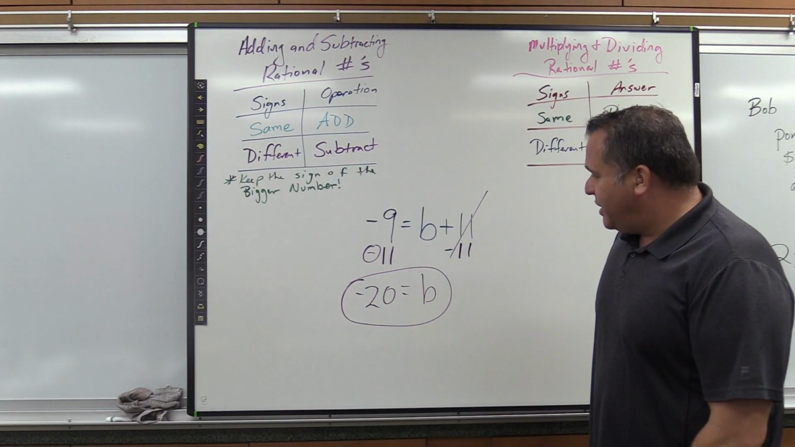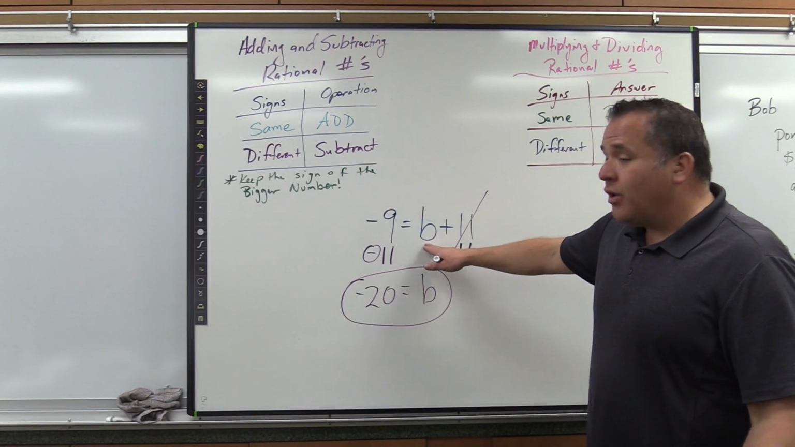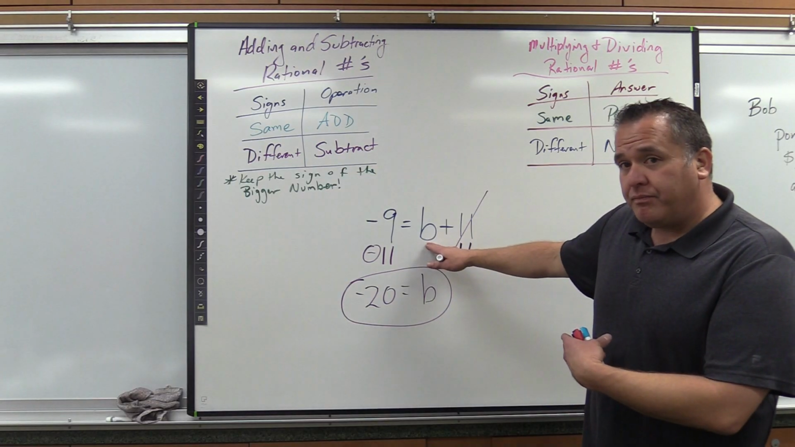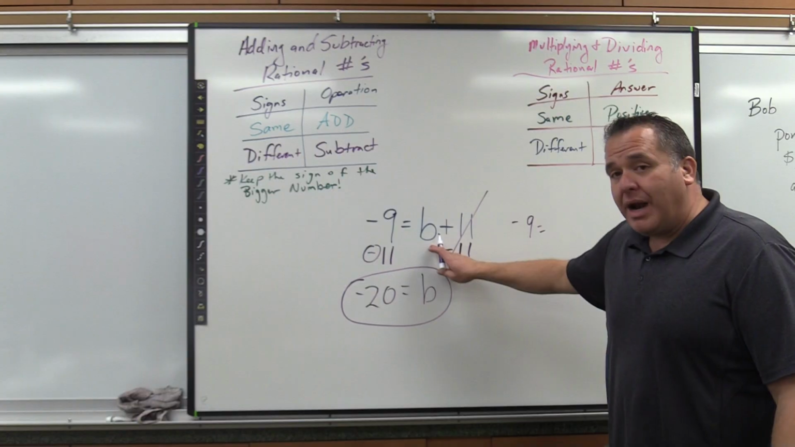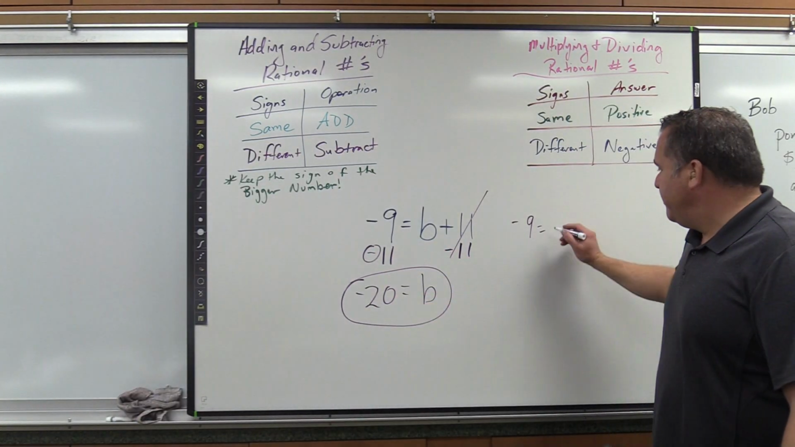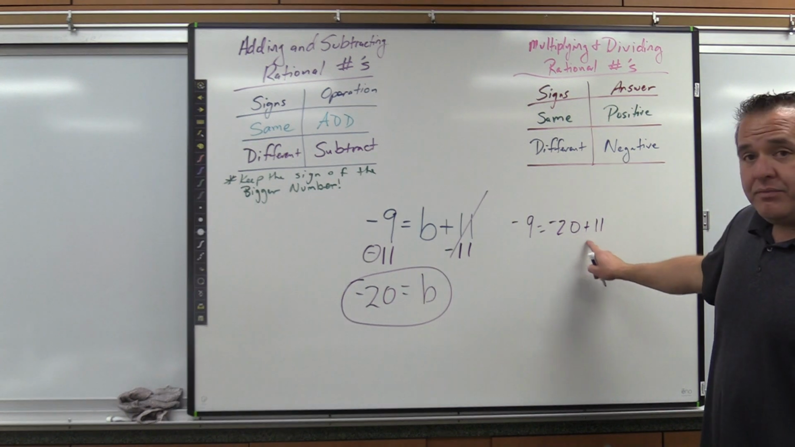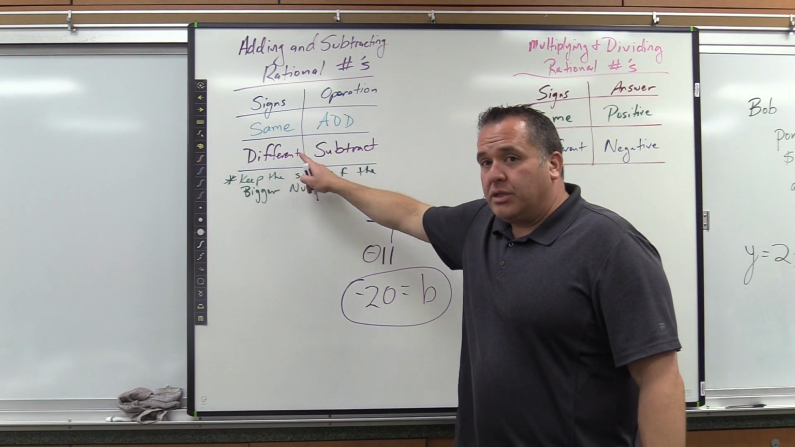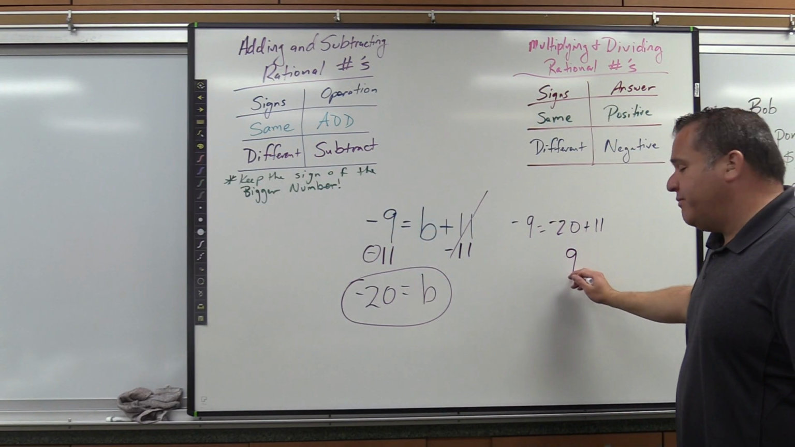Now, if you want to check, you can take the -20 and go back to the original problem and put the -20 into the b. If we did that, we would have -9 equals, instead of writing the b, we're going to write -20. -20 plus 11. Now, if we look, these two signs are different. And when signs are different, we subtract. So we're going to subtract: 20 minus 11 is 9.